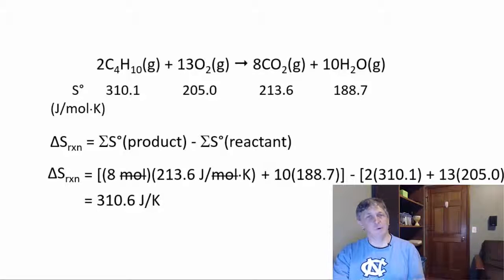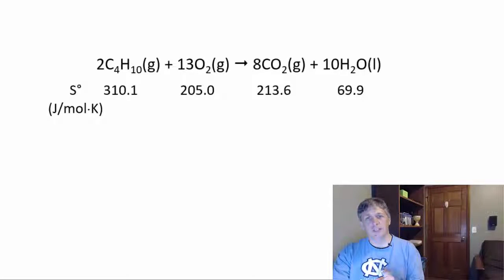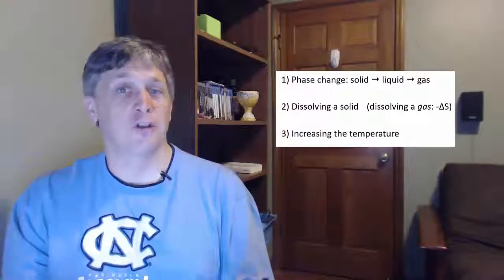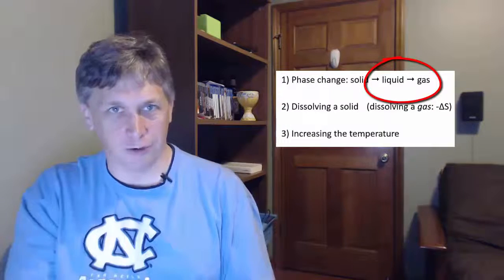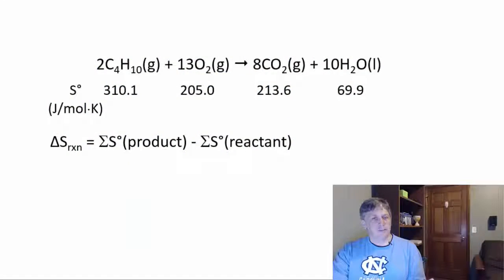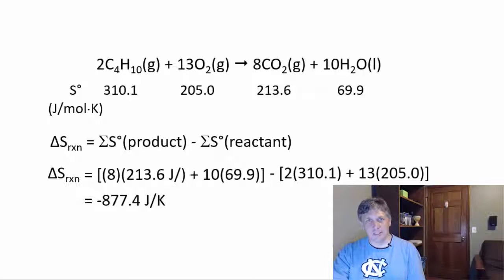But what about the example where water is in the liquid state? So all the values are different except for water's, which is now 69.9. Going back to what we said earlier, notice that the gaseous version had a higher value than the liquid version. And again, you take the product total, subtract the reactant total, you're going to get a value of negative 877.4, which, we predicted it to be negative.